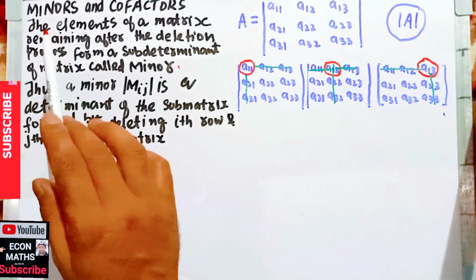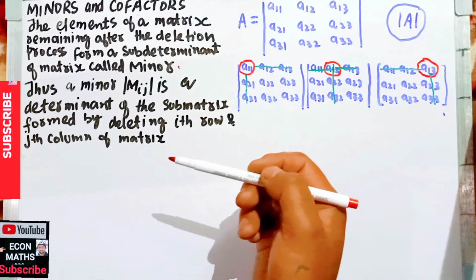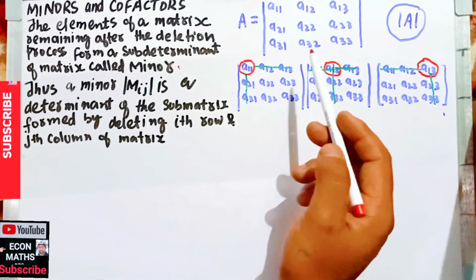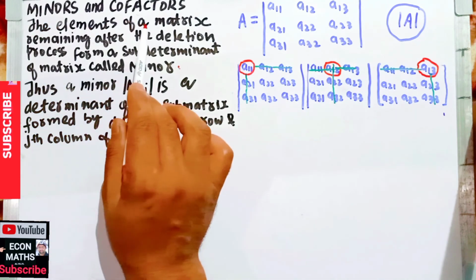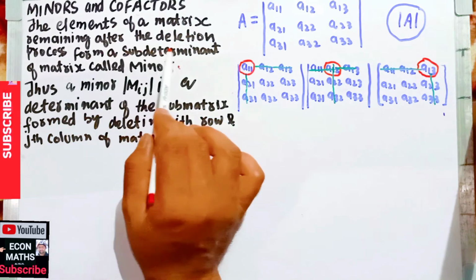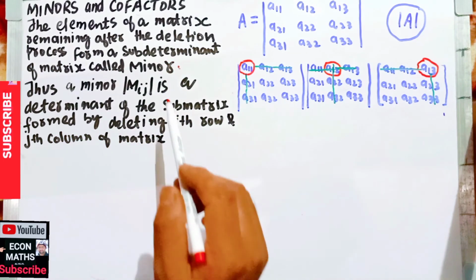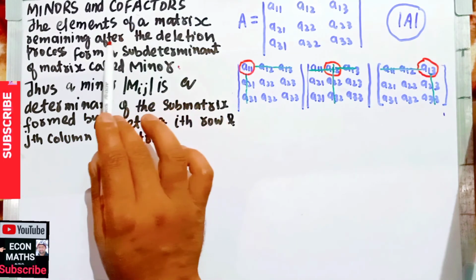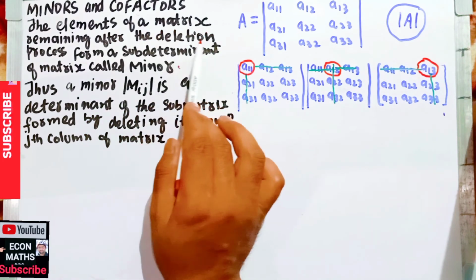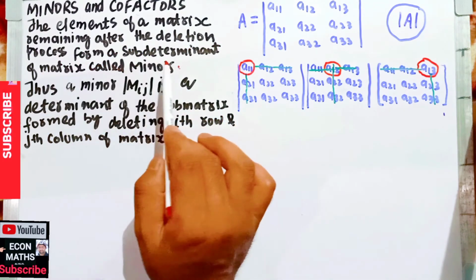We will discuss minors and cofactors. In the earlier video, we discussed how to find the determinant of a 3 by 3 matrix. Now, the elements of a matrix remaining after the deletion process form a subdeterminant of the matrix called a minor. In the earlier video, I explained the deletion process.